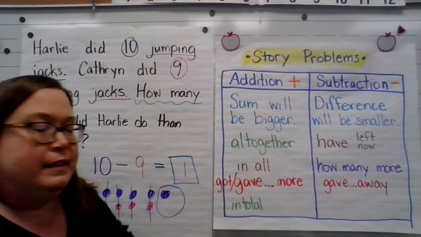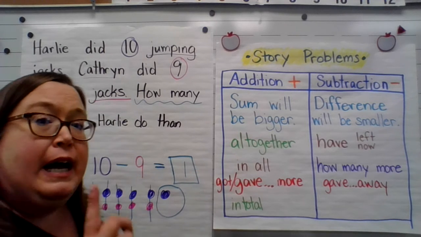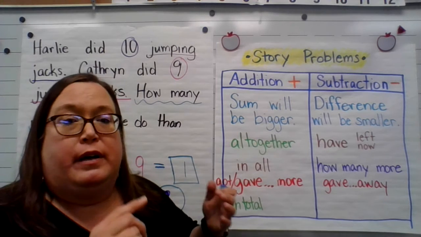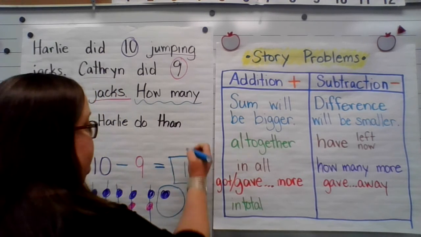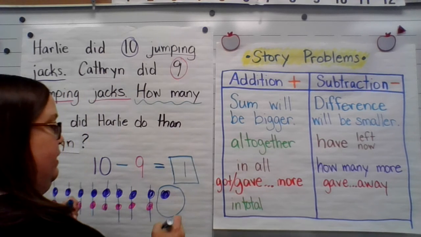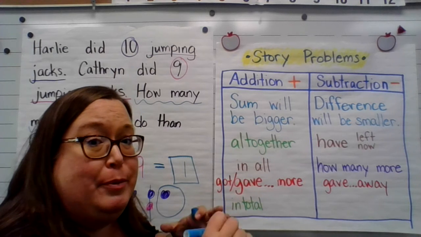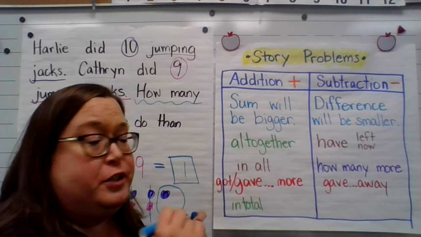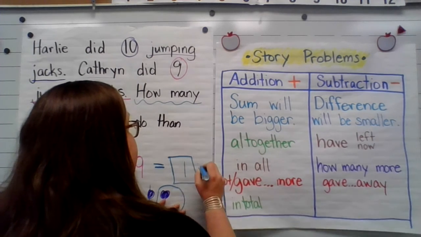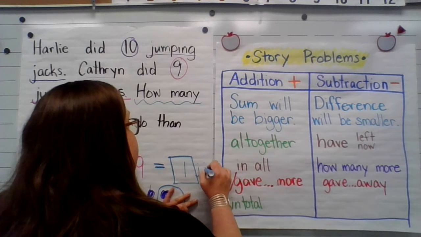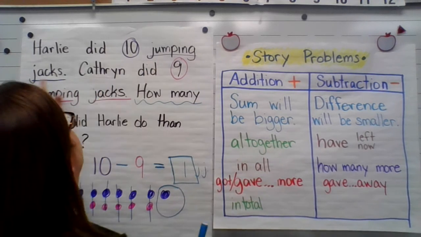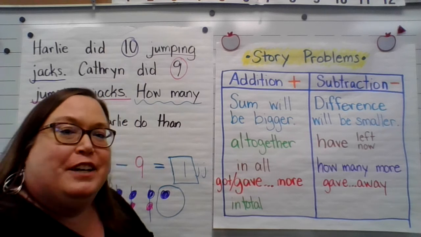And I didn't leave much room here, but I want to make sure that I put a label with it, or a unit. I don't have a lot of room. Instead of putting jumping jacks, the whole big long words, I'm going to put J for jumping and J for jacks. J for jumping jacks. Okay? Good job, friends.